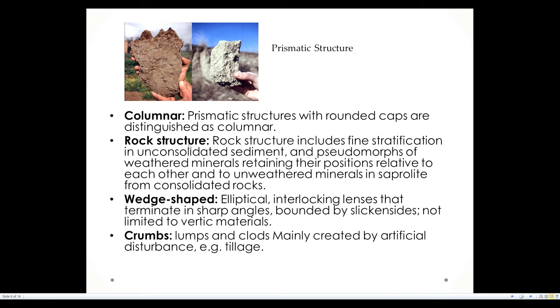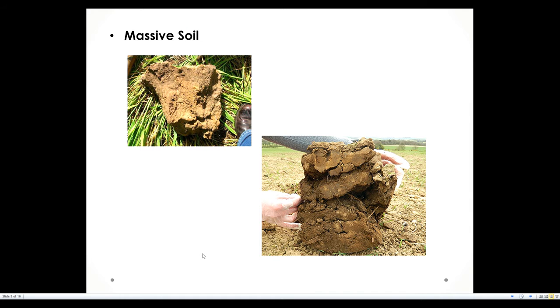The next is rock structure. In rock structure, it has fine stratification in unconsolidated sediment. The next is wedge shaped. In wedge shaped, it is elliptical, interlocking lenses that terminate in sharp angles, bounded by slickensided sides, not limited to vertic material. The next is crumbs. In crumbs, there are lumps and clots, mainly created by artificial disturbance, for example, tillage. This is the structure of a massive soil.